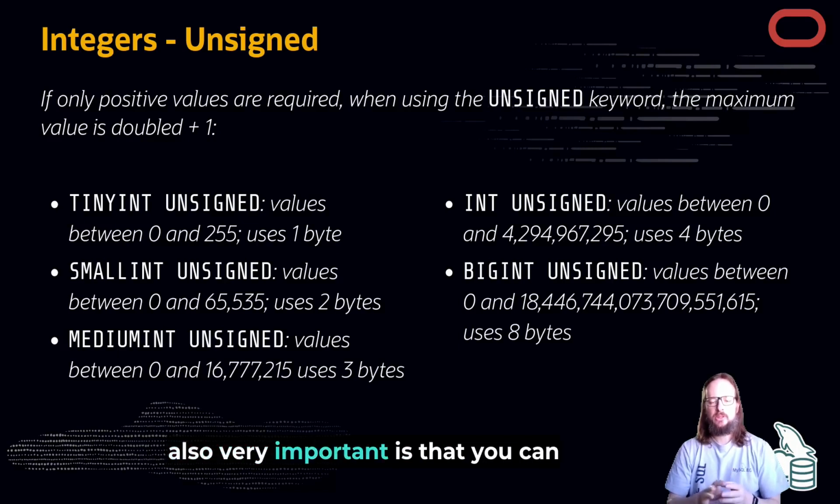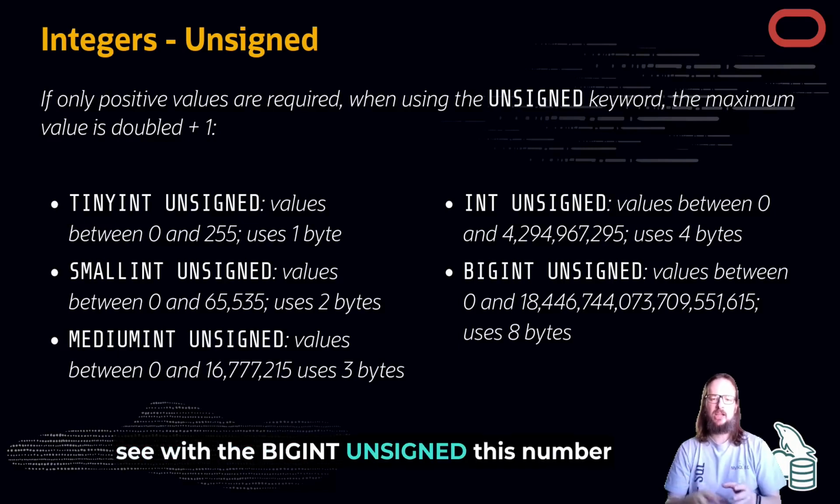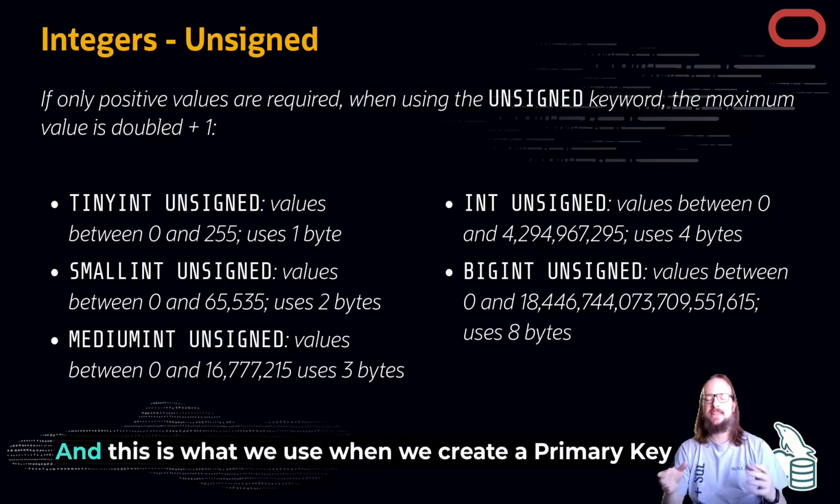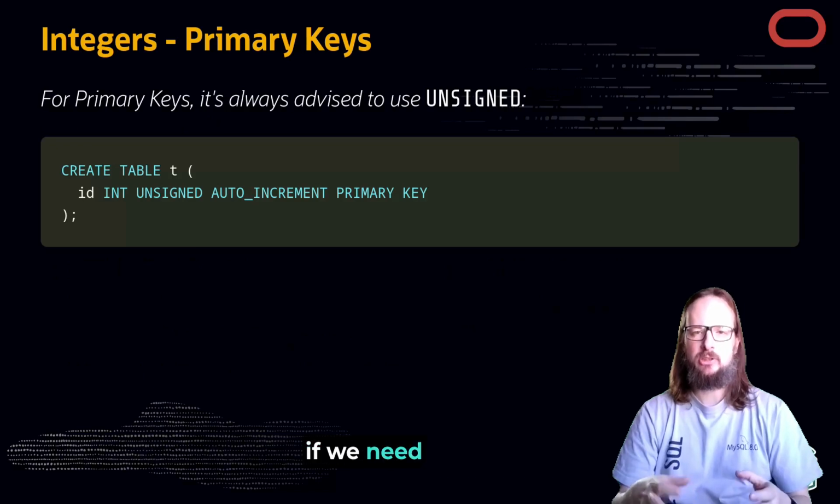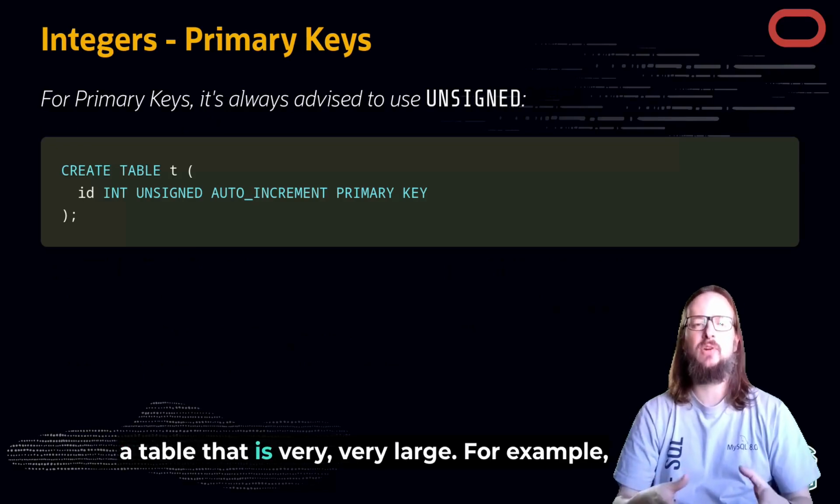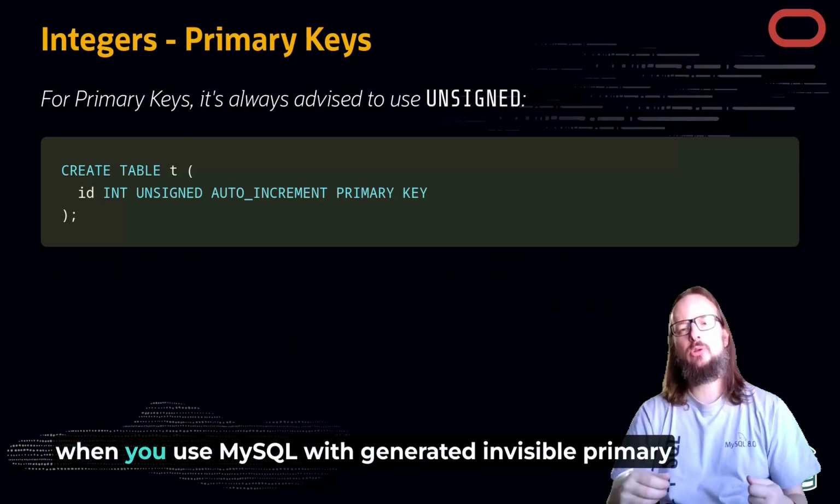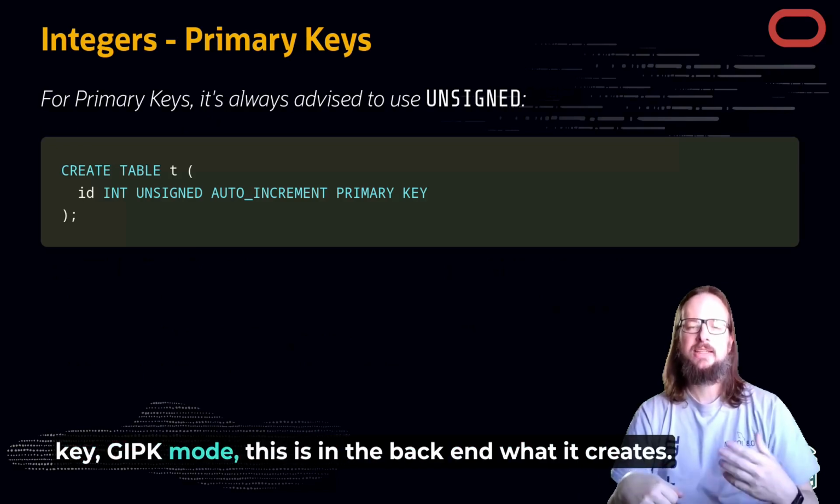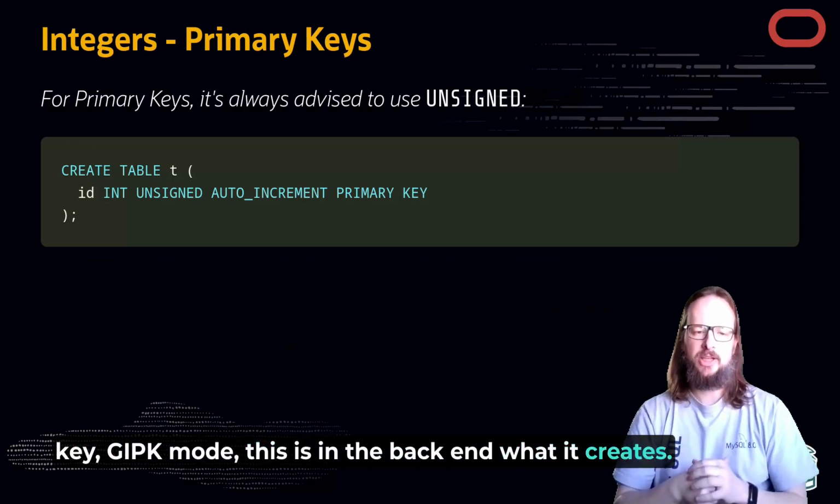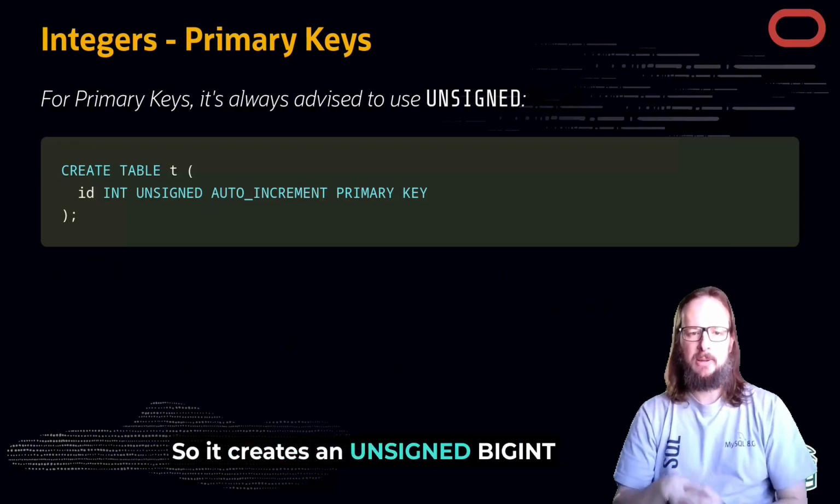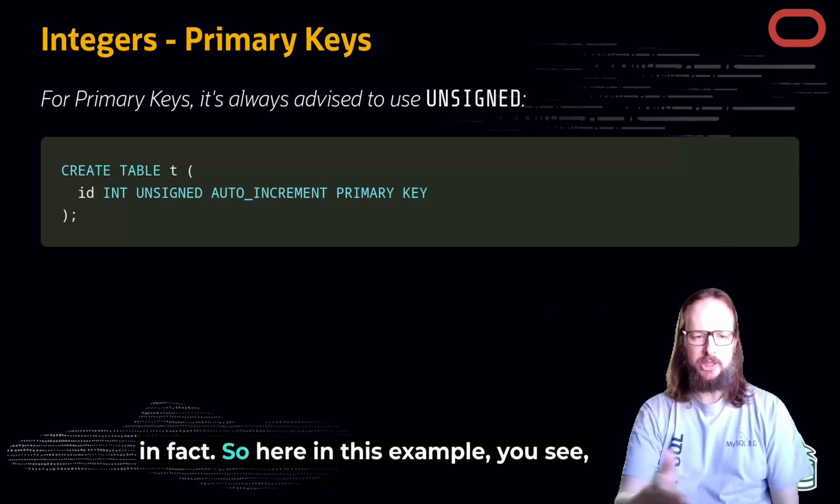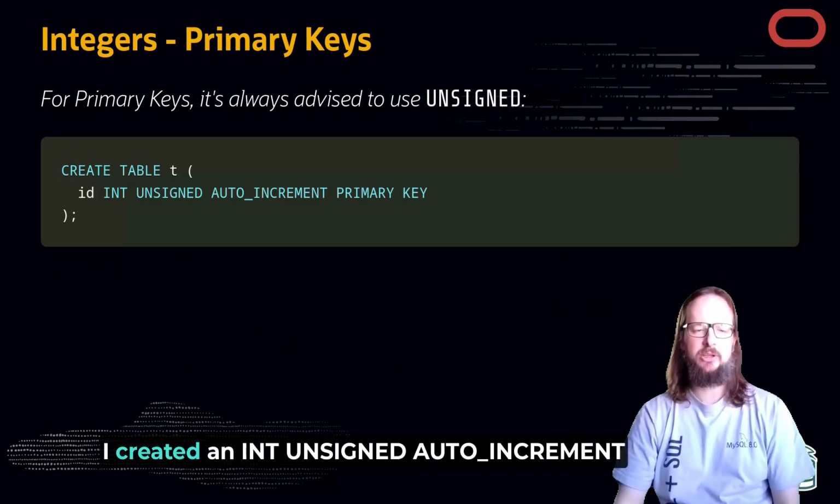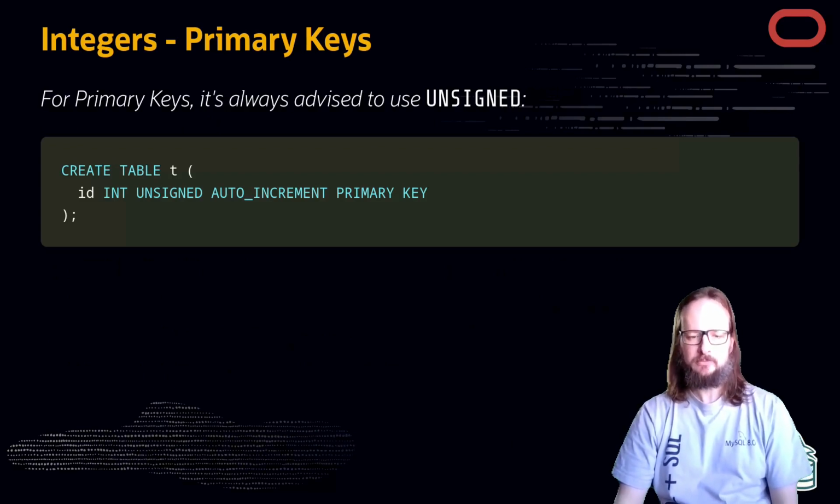You can see it doubles the capacity of every data type for integers. Something also very important: you can see with the bigint unsigned, this number is very large, and this is what we use when we create a primary key if we need a table that is very, very large. For example, when you use MySQL with generated invisible primary key, GIPK mode, this is what it creates in the backend. It creates an unsigned bigint, in fact. Here in this example, you see I created an int unsigned auto-increment primary key for this table.